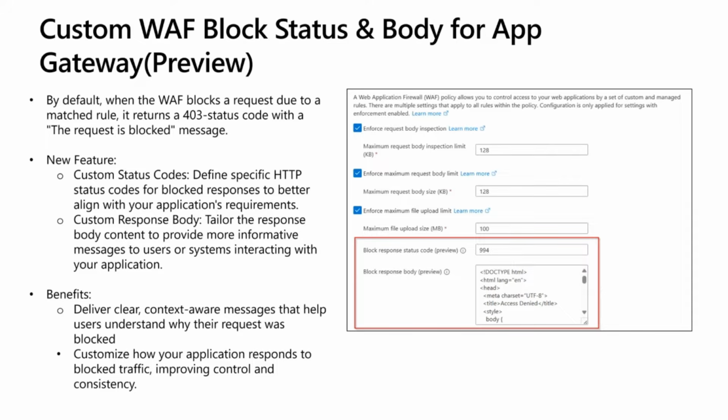Supported custom status codes include common HTTP errors and custom codes, and the response bodies can be up to 32 KB in size, providing ample space for explanatory messages or instructions. This flexibility improves error handling and enables better alignment with organizational standards or legal requirements. This is a snapshot of how you can configure it. You can provide the status code and the message that you would want to showcase to the users.